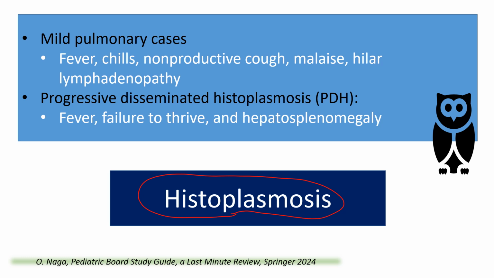Mild cases will be flu-like symptoms like fever, chills, non-productive cough, malaise, and hilar lymphadenopathy. This is important. And in severe cases, progressive disseminated histoplasmosis, they will have fever or prolonged unexplained fever, failure to thrive, and hepatosplenomegaly. Also, they can have more severe symptoms depending on the underlying condition.